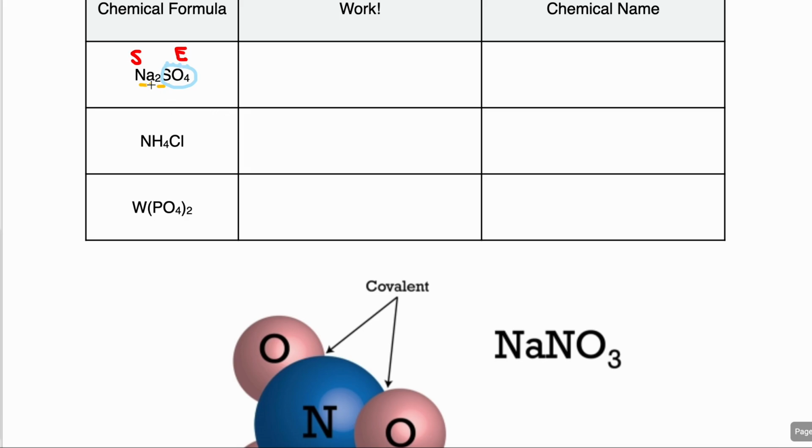So according to table S, Na stands for sodium. And according to table E, SO4 stands for sulfate. My second partner is a polyion, so I don't need to do anything to its name. So the name of this substance is sodium sulfate.